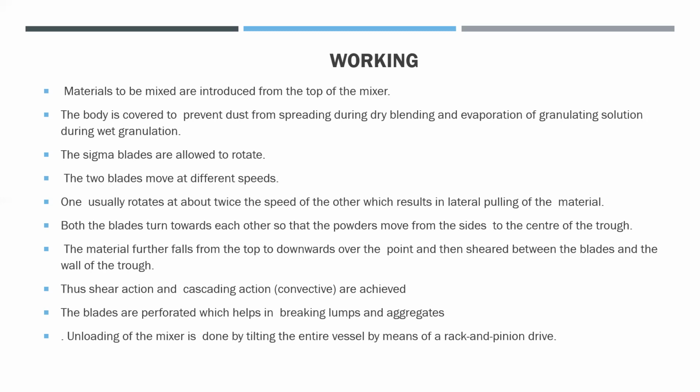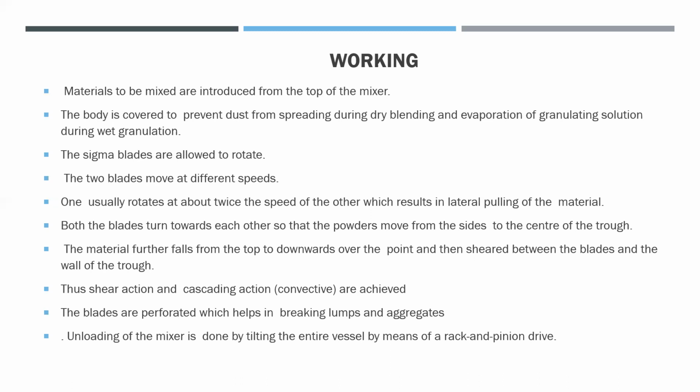Both blades are turned toward each other. The movement of the blades is such that the powder is moved from the side to the center of the drum. So both blades turn in the same direction, and because of that the powder at the side of the blender will be moved to the center position. One will be rotated at the higher, double speed, and the other at half of the speed.